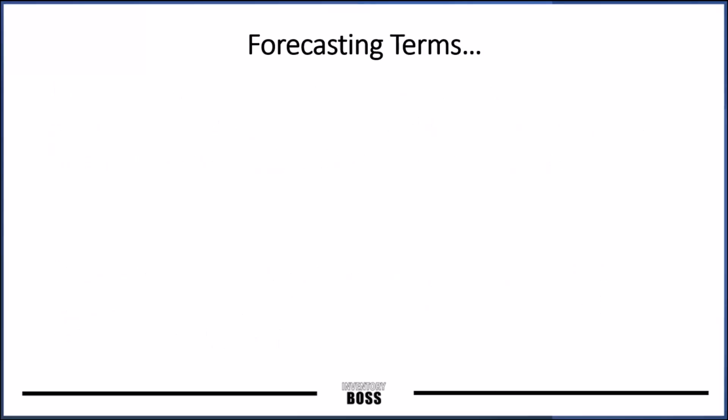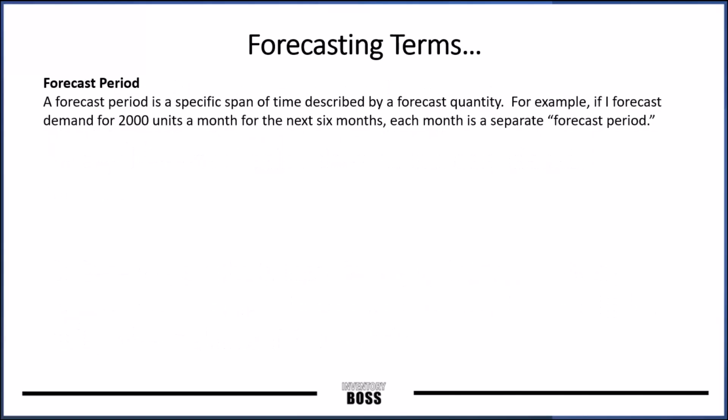So some quick forecasting terms. A forecast period is a specific span of time described by a forecast quantity. Basically, a forecast period is a month. For example, if I forecast a demand for 2,000 units a month for the next 6 months, then each separate month is a forecast period.